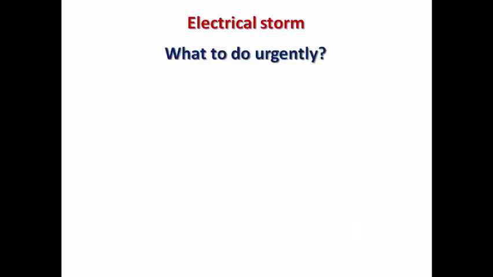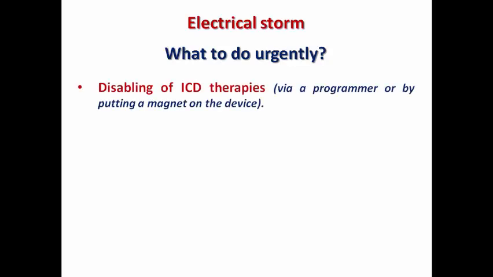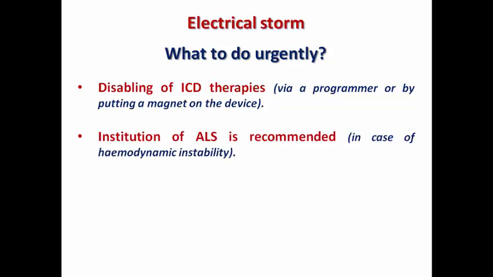So what to do urgently if you see a patient with electrical storm in the ER, CCU, or ICU? First of all, disable all the ICD therapies either by programmer or putting a magnet on the device, provided that the patient is in a monitored place with a nearby crash car, and you start ALS in case of hemodynamic instability resulting in pulseless VT or VF.